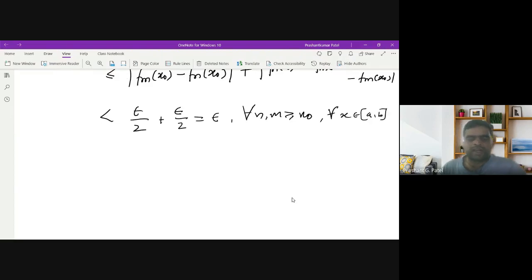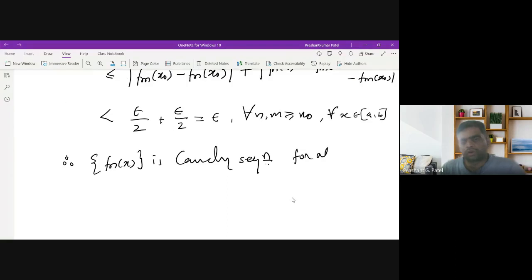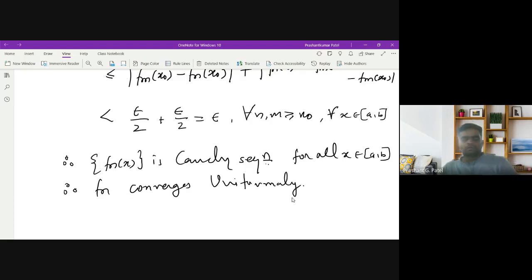So it proves that Fn(x) is a Cauchy sequence for all x belongs to [a, b]. Therefore, by Cauchy's criteria, Fn converges uniformly. So that proves the first statement. Now we have to prove the second statement.